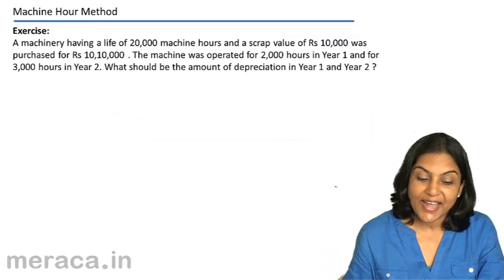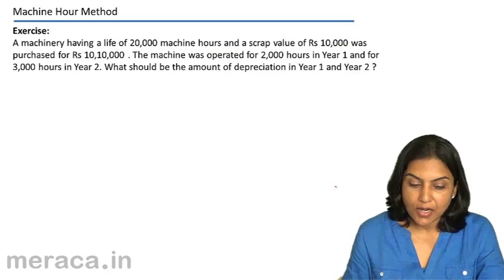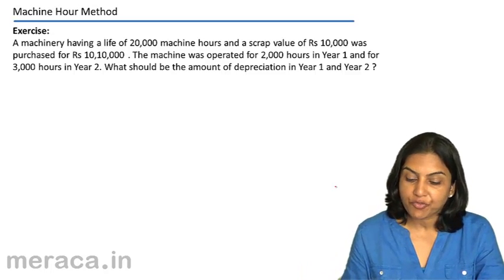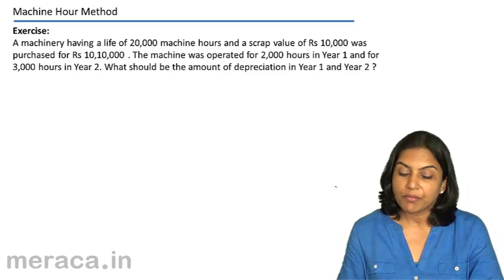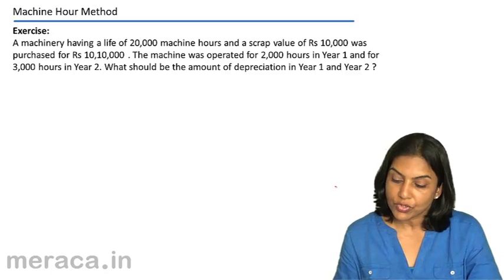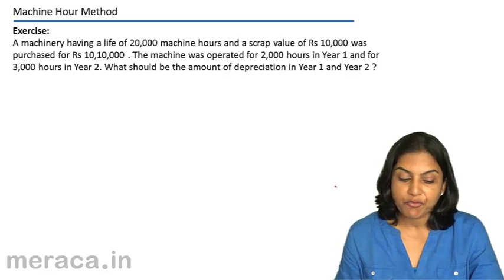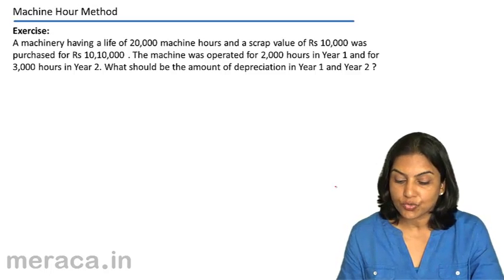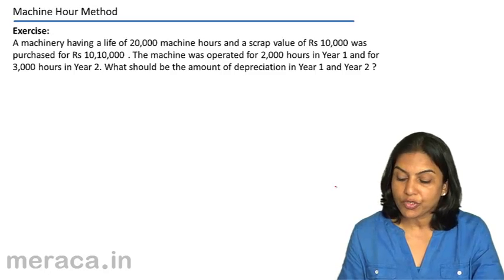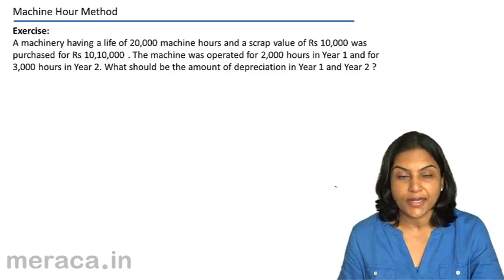Let us consider an exercise for the machine hour method. A machinery having a life of 20,000 machine hours and a scrap value of 10,000 was purchased for 10,10,000. The machine was operated for 2,000 hours in year 1 and for 3,000 hours in year 2. What should be the amount of depreciation in year 1 and year 2?